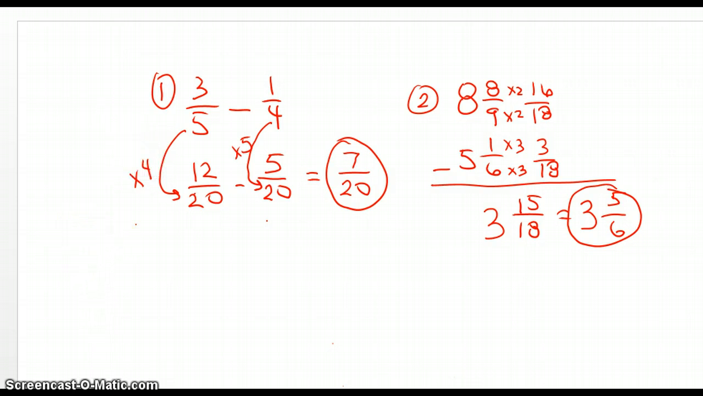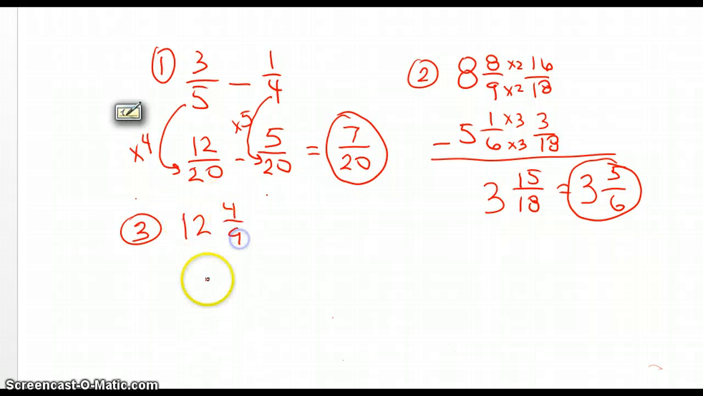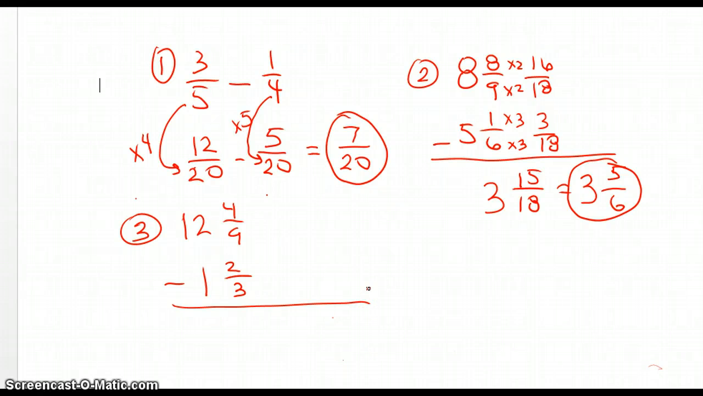All right, let's try a third one here, number 3. 12 and 4/9. Again, we're going to write this vertically. Minus 1 and 2/3. We've got to find a common denominator. 9 and 3. What do they both go into evenly? 9 would be the smallest.